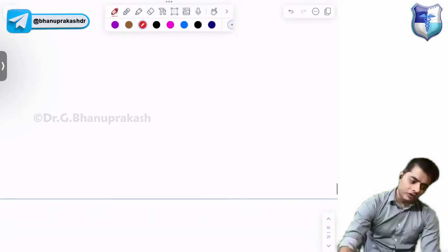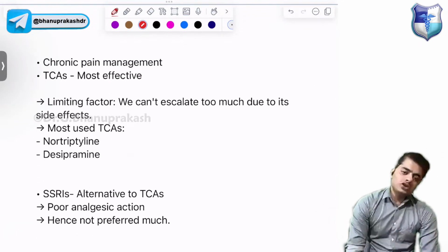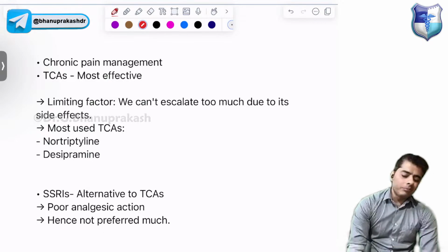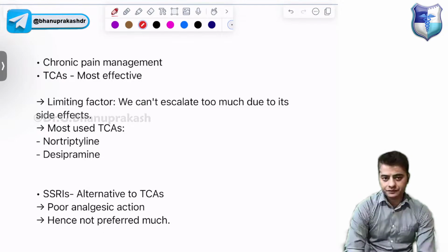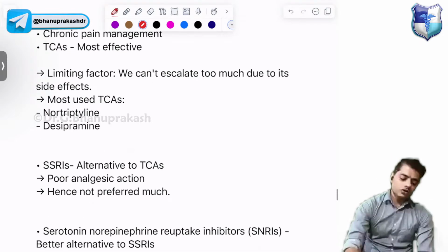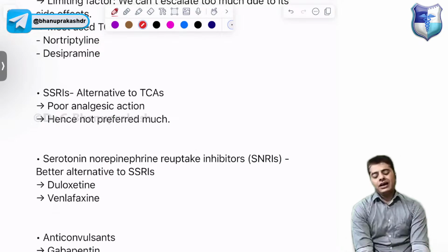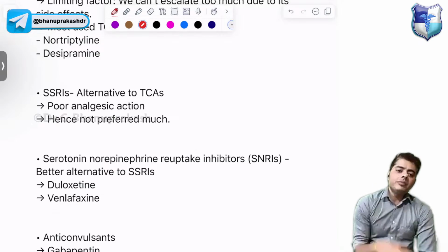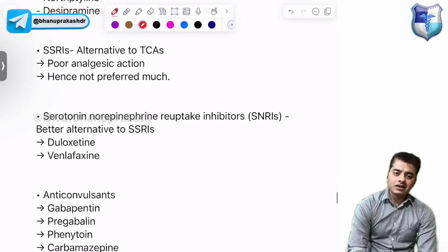Now coming to treatment for chronic pain. In chronic pain, TCAs are the most effective drugs, that is, tricyclic antidepressants. But the problem with TCAs is that we can't increase their dose too much because they carry too many side effects. Most commonly used are nortriptyline and desipramine. Others are SSRIs. SSRIs are an alternative to TCAs, but the problem with SSRIs is that they have very poor analgesic effect, so they are not preferred.